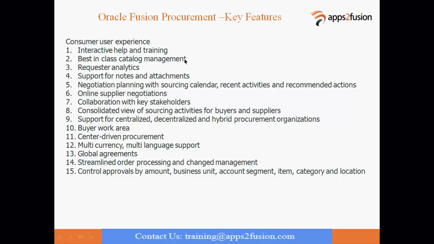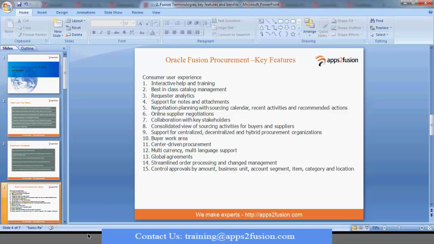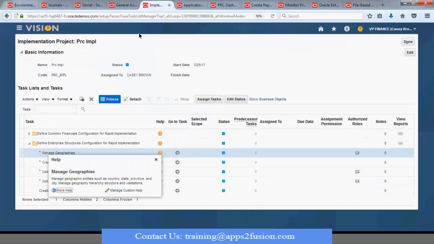And then best in class catalog management. You have something called self-service procurement. In self-service procurement, we have catalogs, where we can create catalogs wherein users can create requisitions for themselves. It is best in class. We have all visited Amazon, Flipkart, eBay, different e-commerce websites, so it gives you the same user experience that you get on those websites. Let me give you a demo for that, then probably you can understand.